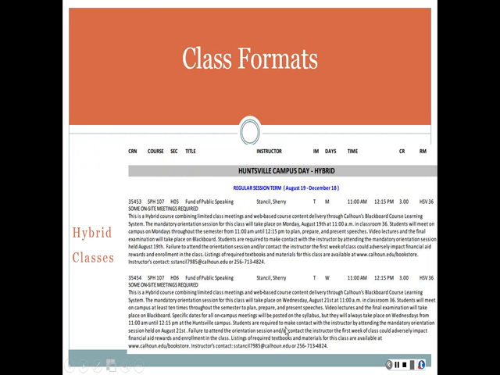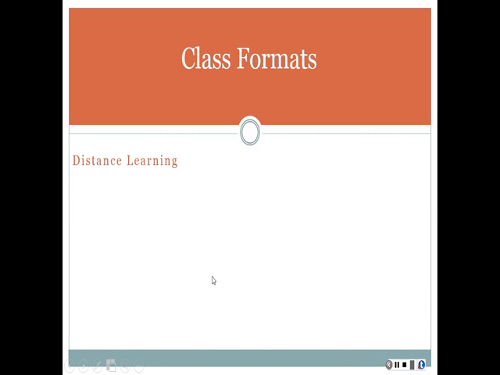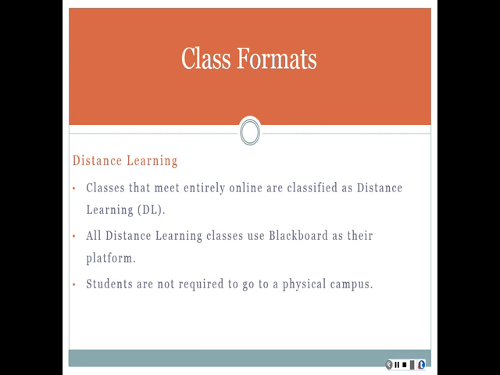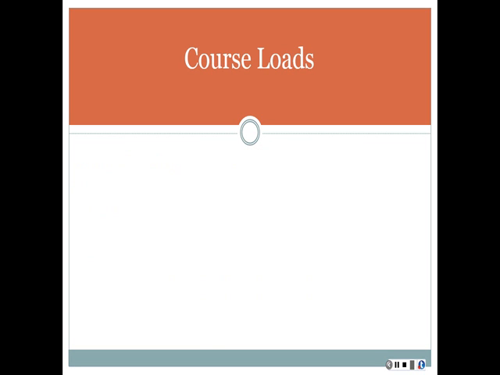Here's our hybrid class. Hybrid classes, it's important to know they meet 50% of the time in the classroom at least, and then the rest of the time they would meet online on Blackboard. So when you're on My Calhoun and you're looking at classes, you're going to find a lot of extra information over here. Distance learning classes, well, we meet entirely online, which would be this class. We use Blackboard, of course, and students are not required to go to campus.